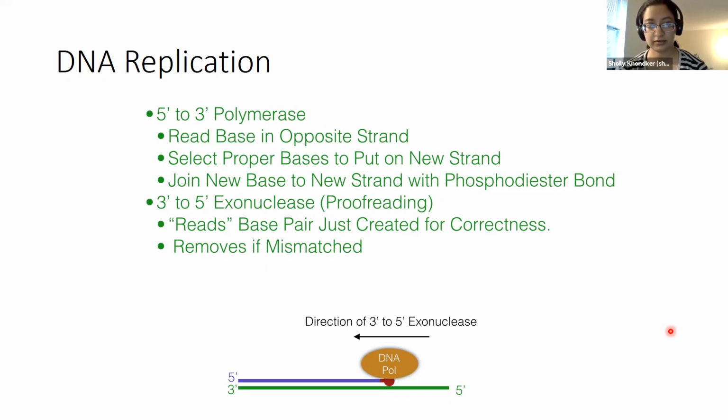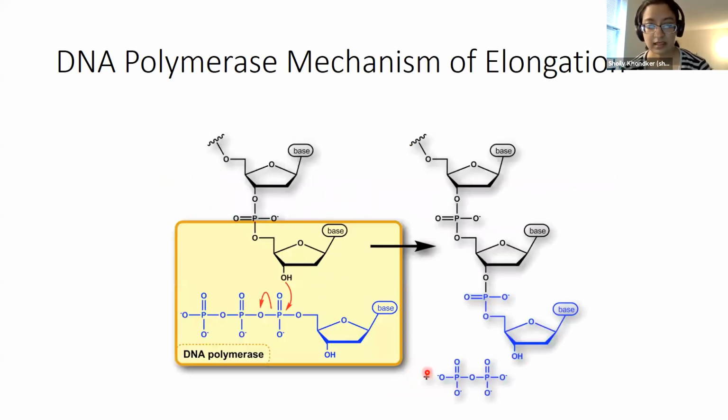In addition, there's an exonuclease that's present for proofreading function. So this reads from the 3' to 5' direction, and it reads the base pair that was just created to check if it's correct. If it isn't, it removes the base pair. And this is the catalytic mechanism of DNA polymerase. So it connects the 3' hydroxyl group to the innermost phosphate group at the 5' end of the following base, releasing two phosphate groups.